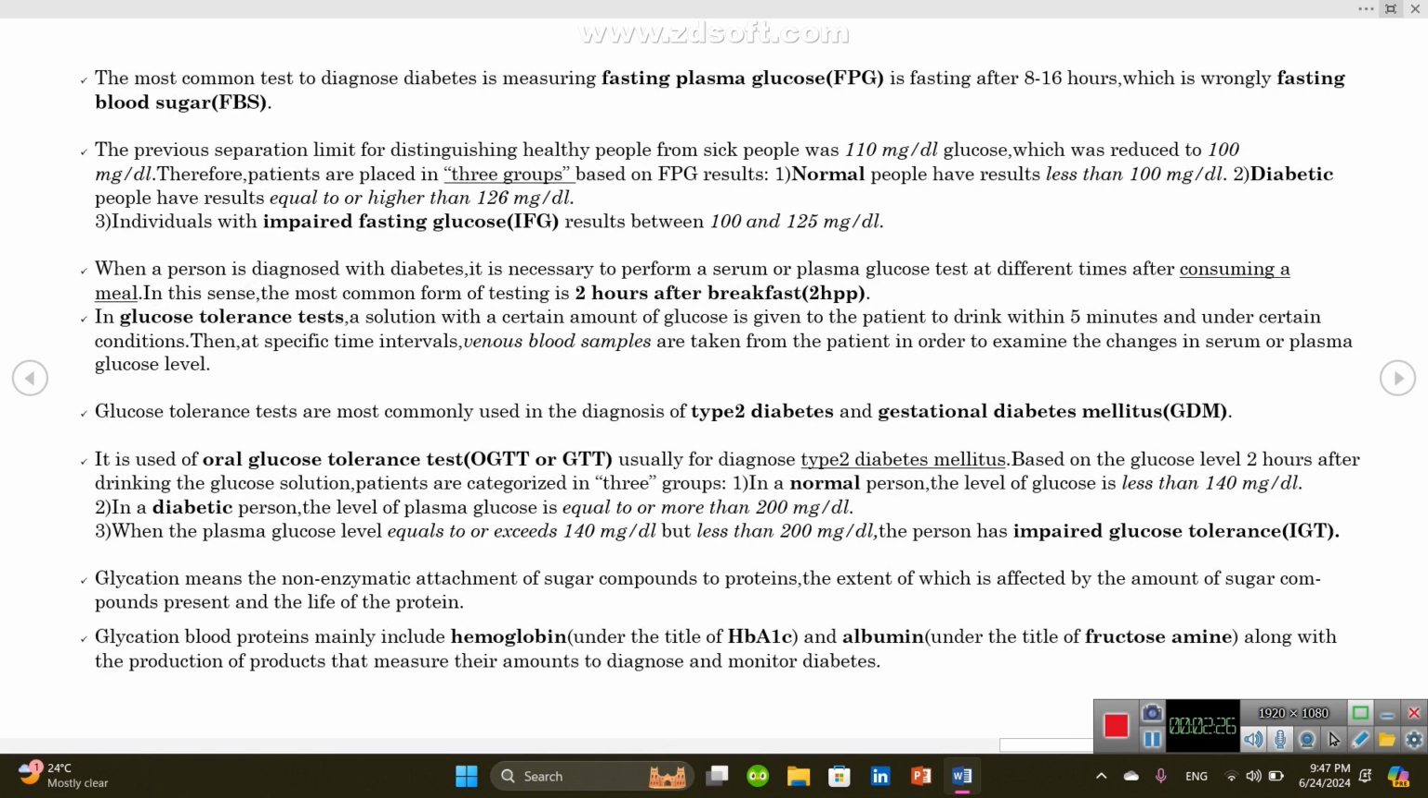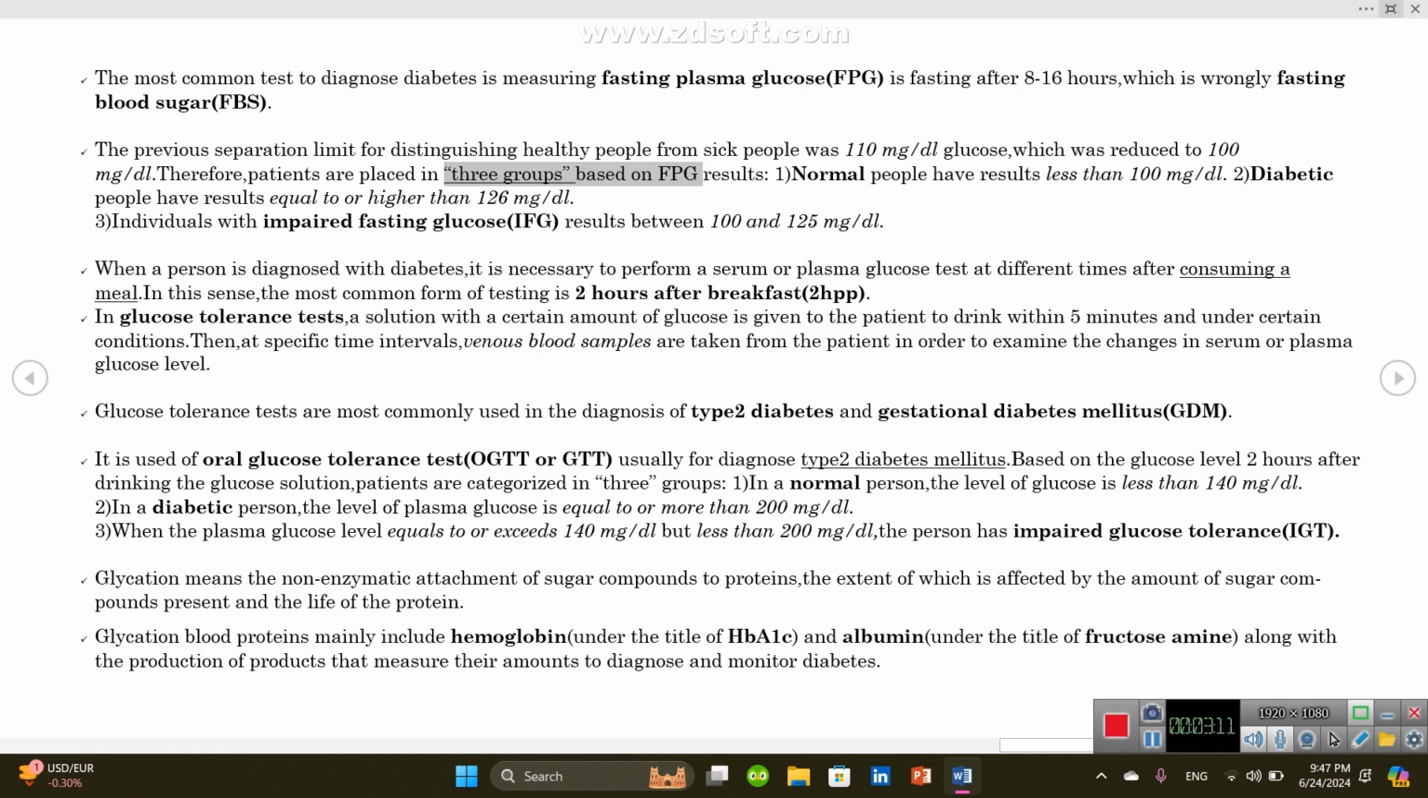Next slide. The most common test to diagnose diabetes is measuring fasting plasma glucose, FPG, after fasting for 8 to 16 hours, which is wrongly called fasting blood sugar, or FBS. Okay. The previous separation limit for distinguishing healthy people from sick people was 110 milligram per deciliter glucose, which was reduced to 100 milligram per deciliter. Therefore, patients are placed in three categories based on FPG results.